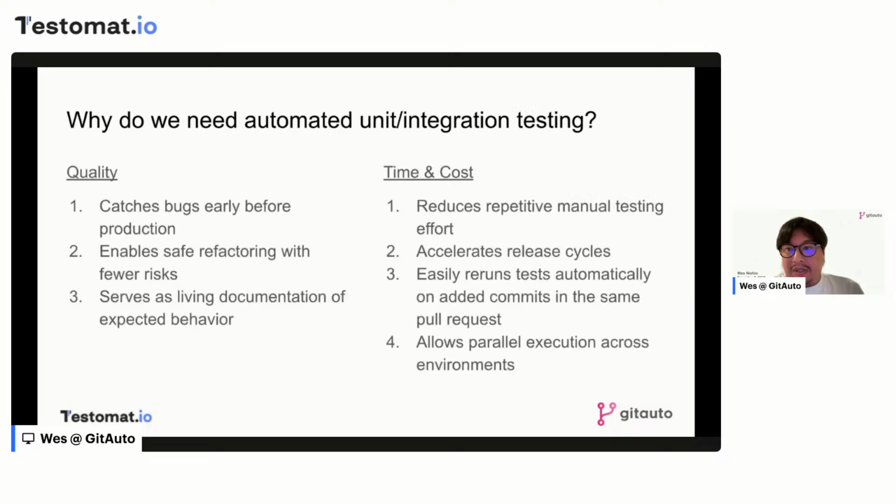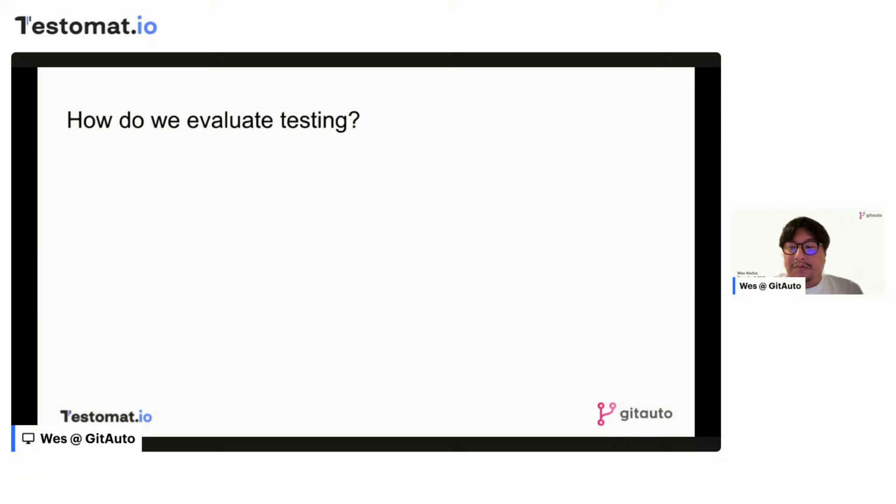Okay, that was the reasons why we need automated testing. Okay, so how do we evaluate that? Suppose we start implementing automated testing. How do we actually measure our progress, and how do we know if we are doing good enough testing, or if we need to improve?